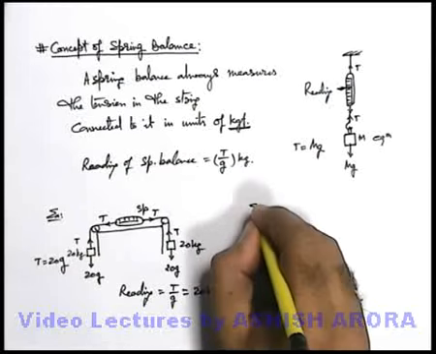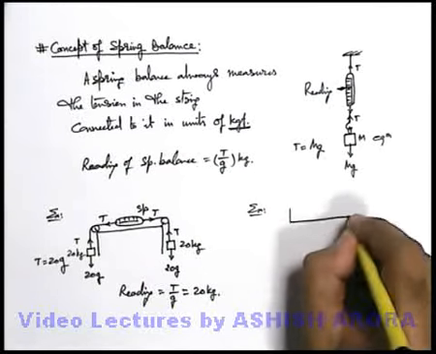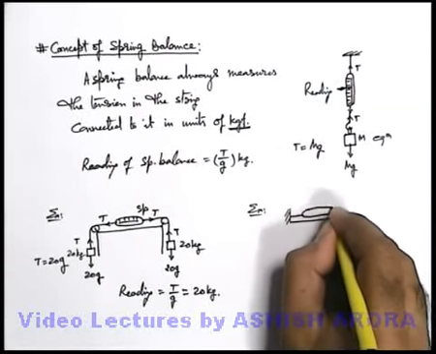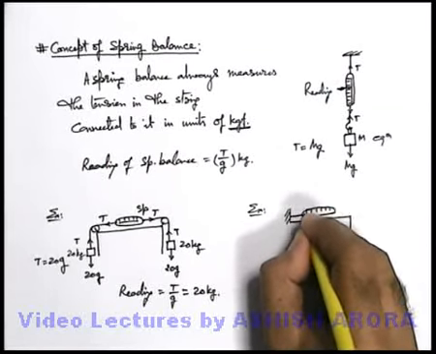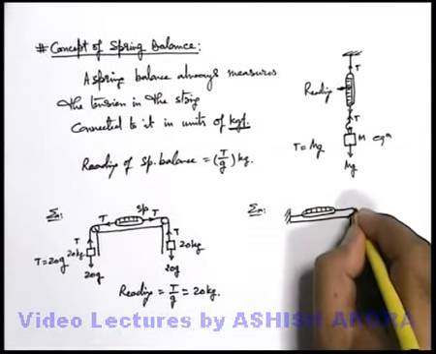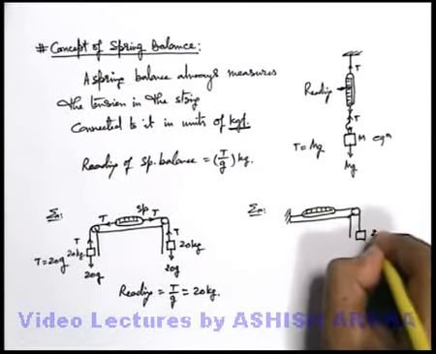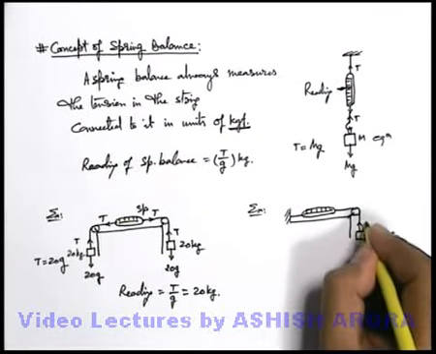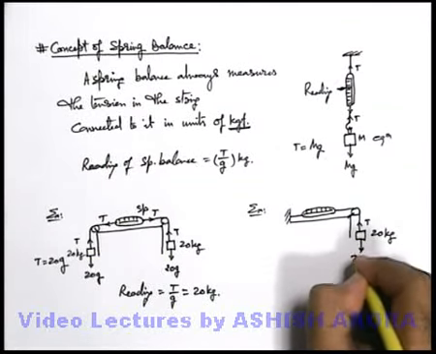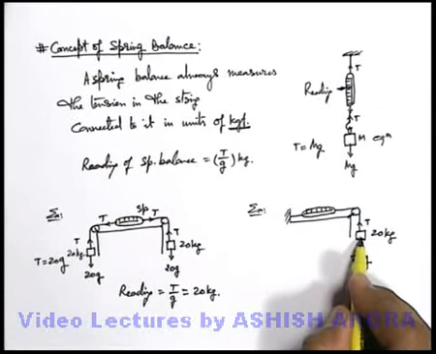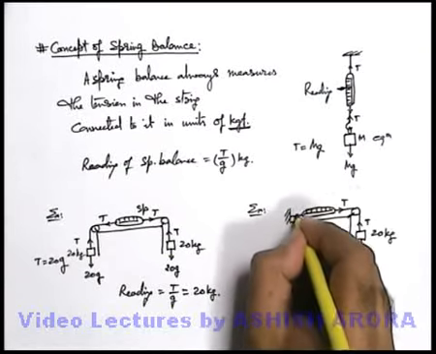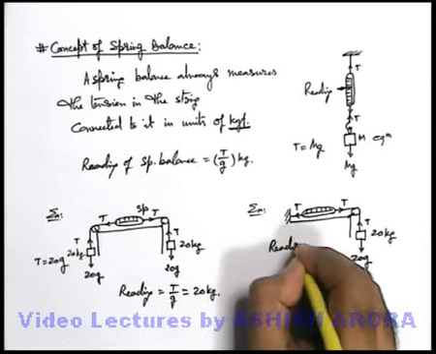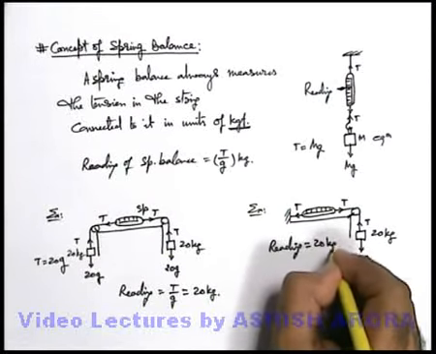Like if we consider a similar situation in which on one side there is a fixed support through which a string is connected, in which a spring balance is there and is connected to a pulley, and another block of mass 20 kg is hanging. In this situation, if we find the tension in the string, again it will be equal to 20g because this is at rest. So the tension developed here and here will be equal to 20g only. So in this situation also the reading will be equal to T by g, that is 20 kg.